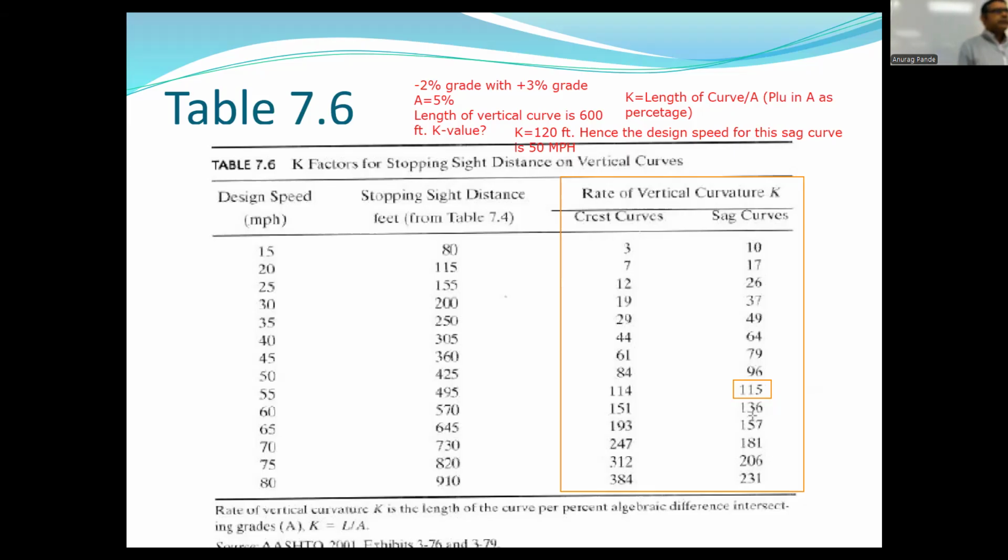Good question. Yeah, design speed is 55 miles per hour. I should say 55. Thank you. Yeah, it should be. So the appropriate design speed for this curve would have been 55 miles per hour, not 50. Okay. Yeah, so I should correct that here.